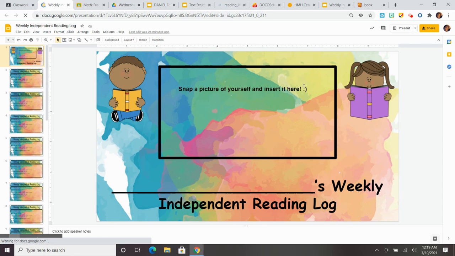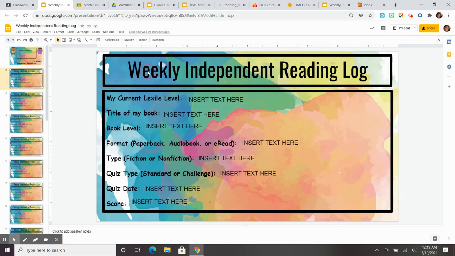You're going to use your camera. And then you're going to type in your name here. It says Blank's Weekly Independent Reading Log. After you are done with that, you type in, because you can't type here. I made it so you can type here, but it says where insert text is, you can type there. My current Lexile level, so you're going to put your Lexile level that you have that's in System 44 and Read 180, okay? The title of your book, what is the name of your book? Your book level. Remember, you are not choosing books that are below your level, okay? You're choosing books that are within your level, at least within 50 to 100 points of your Lexile.